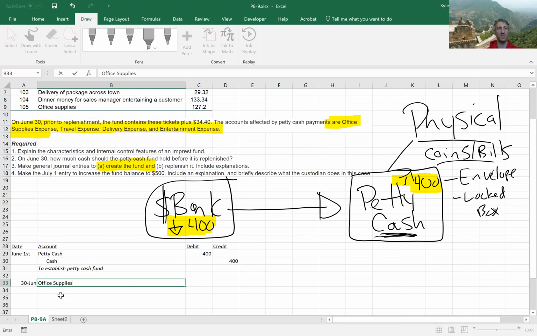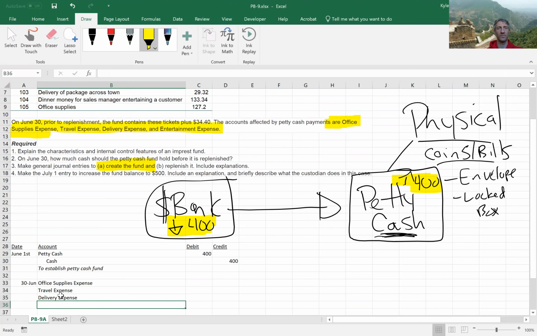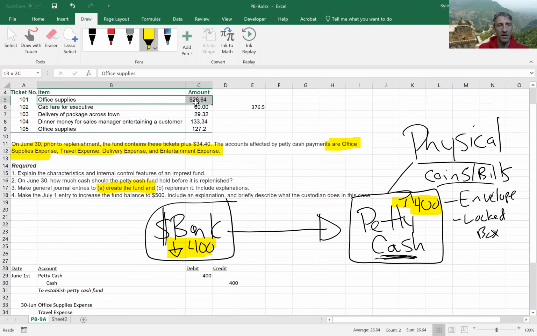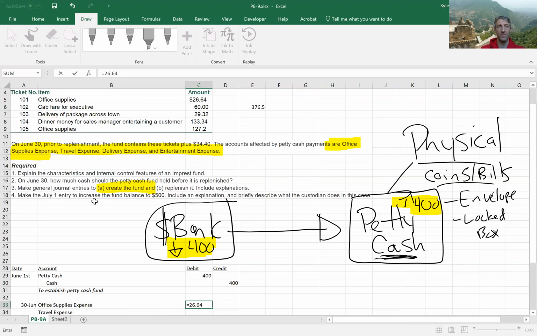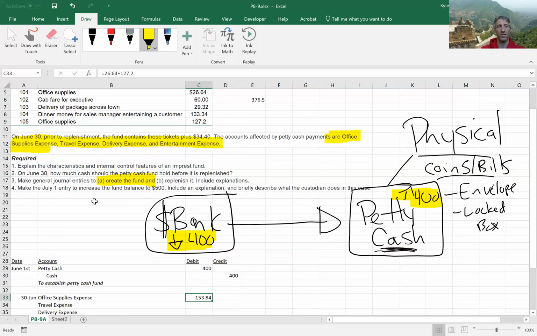Office supplies expense, travel expense, delivery expense, entertainment expense. So office supplies, well, they bought office supplies here and here. And I think that's it. So it's going to be 127.20 plus 26.64 is going to be the debit for a total of 153.84.